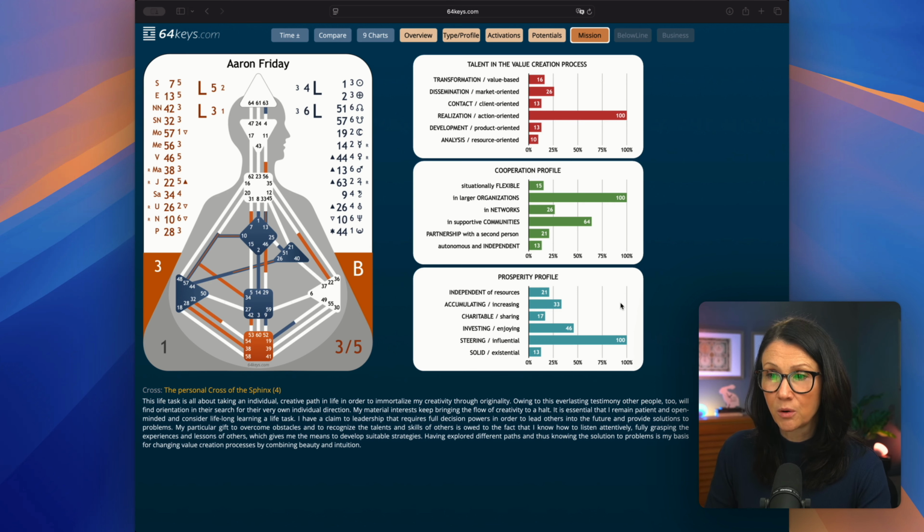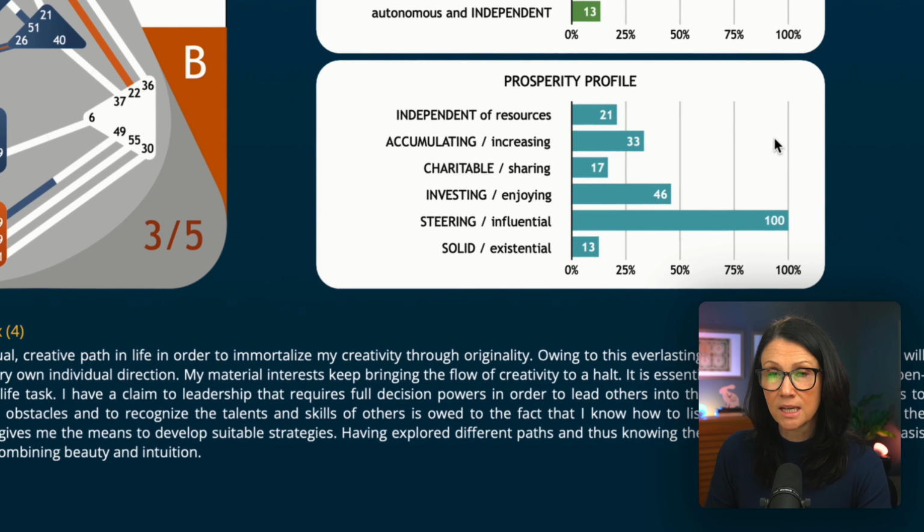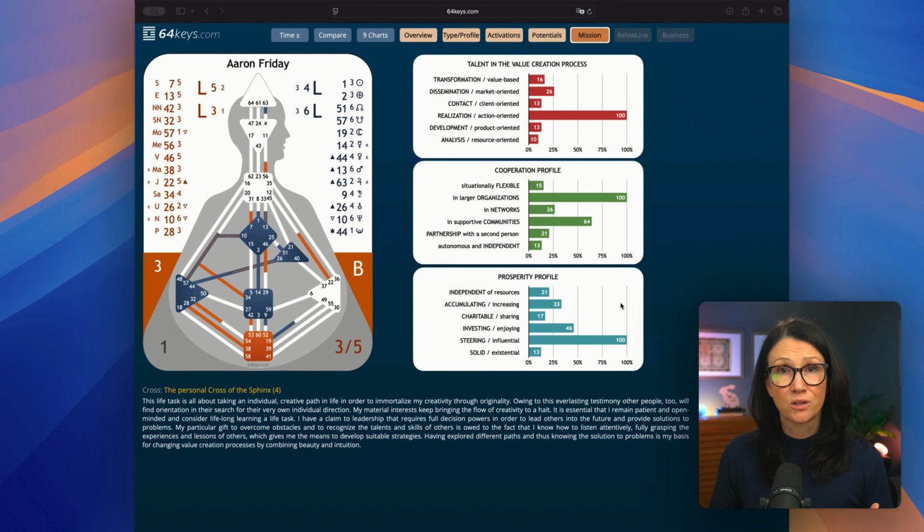Here in the fifth profile, accumulating, increasing, it's all about gathering, accumulating resources and making more out of them. So these are people who sleep better when they have reserves. And also, of course, it gives them more influence. When they have a lot of resources, it raises their influence.